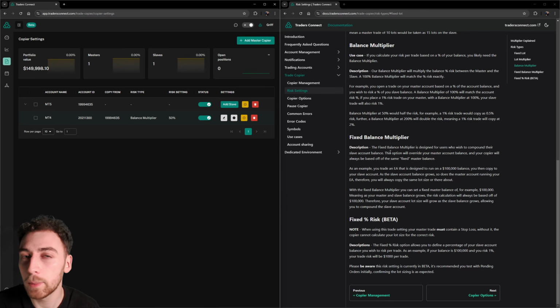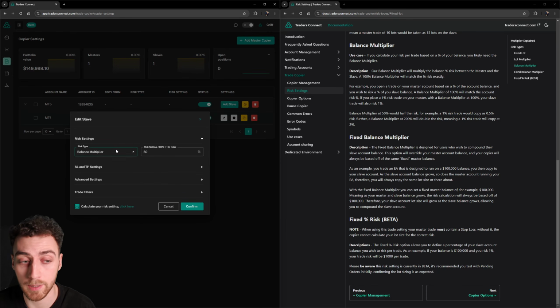A lot of people aren't really going to be needing this. It's a very specific use case, but it's very good if you want to compound your slave account's balance faster than if you were just using the normal balance multiplier. So what this risk setting allows you to do is exactly the same as the balance multiplier, but it allows you to enter a fixed master balance.